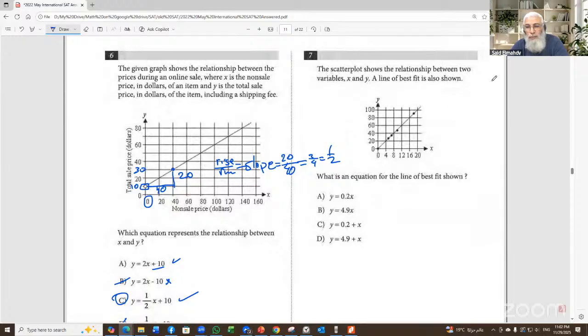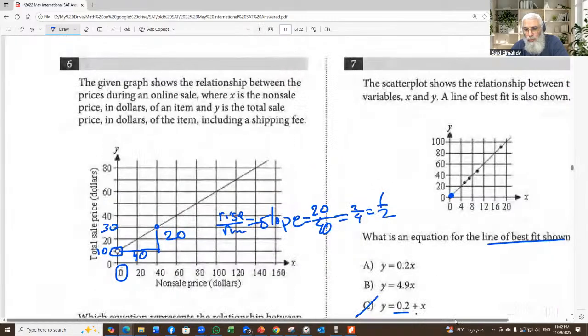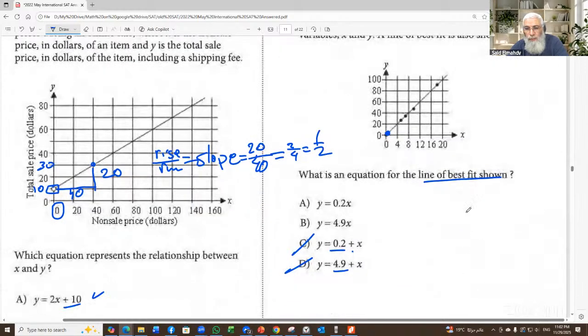Number 7. The scatter plot shows the relationship between two variables, x and y. A line of best fit is also shown. What is an equation of the line of best fit? So the line of best fit starts at 0, 0, so we don't have 0.2 or 4.9 as the intercept. The y-intercept is equal to 0, and the slope is rise over run. Rise is 20, from 0 to 20, and run is 4. So 20 divided by 4 is 5. So the slope is 5. This is the correct answer, 4.9.